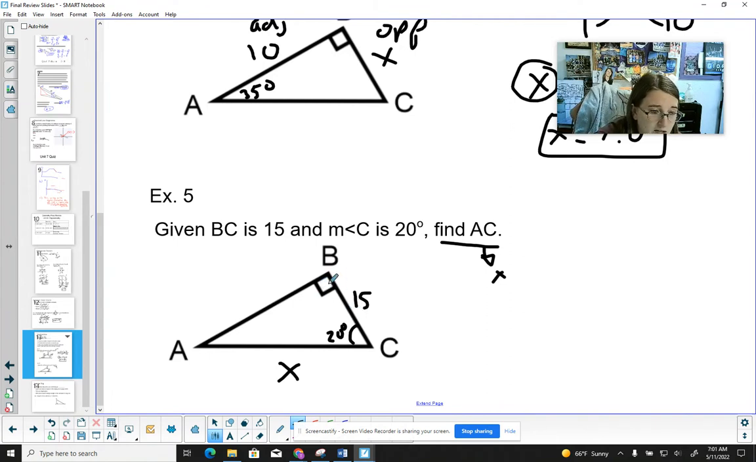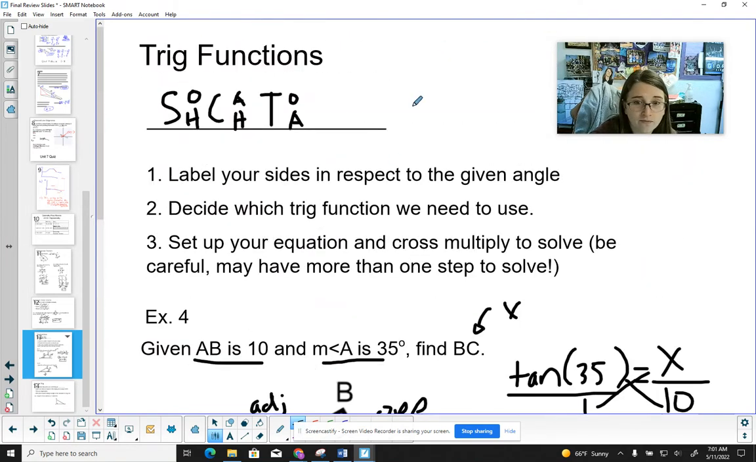Okay, so I label my sides. My right angle is right here. Always across from the right angle is the hypotenuse. So in this case, x is the hypotenuse. Here's my angle I'm given. The blank side would be opposite, but I don't have it, so I'm going to leave it. That leaves 15 to be the adjacent. So check. Adjacent, hypotenuse, looking back up to SOHCAHTOA.